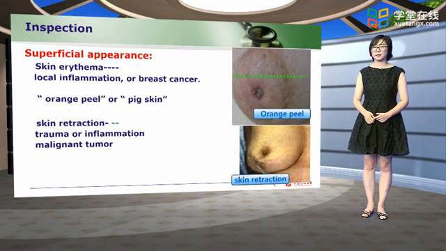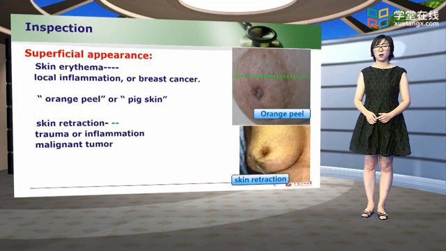Skin retraction of the breast is often caused by trauma or inflammation, but we should pay more attention. If the patient doesn't have any evidence of acute inflammation of the breast, then the skin retraction will indicate a malignant tumor.